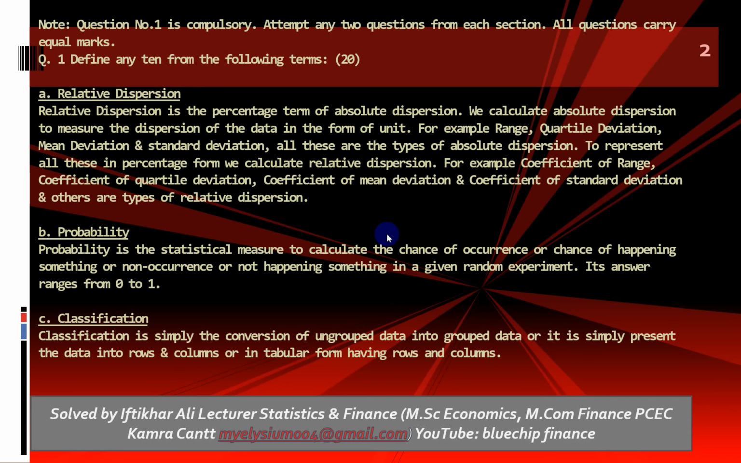So, the third one is classification. Classification is simply the conversion of ungrouped data into grouped data, or it is simply presenting the data in rows and columns, or in tabular form having rows and columns.